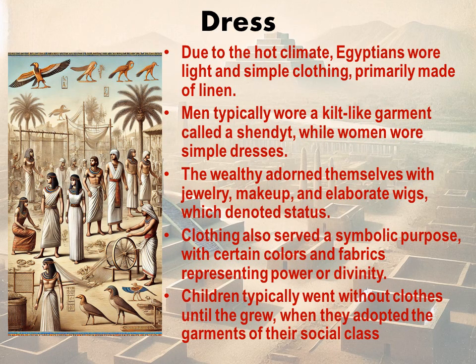Children typically went without clothes until they grew. So, when people were kids, they did not wear any clothes as such. But when they grew, they adopted the garments of their social class. So, when people grew up, they wore dresses according to their social class. One of the most important features of Egyptian dresses is that they dressed according to their social class.